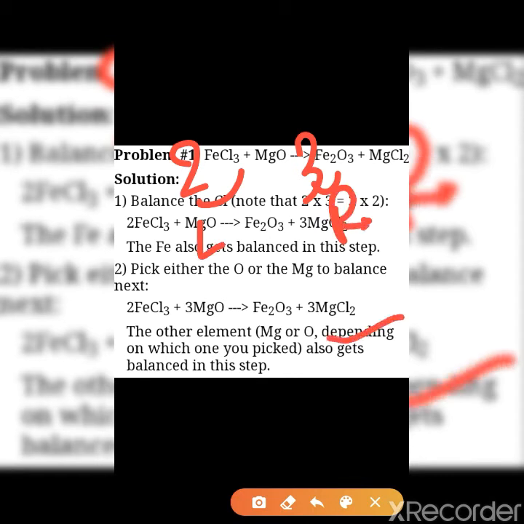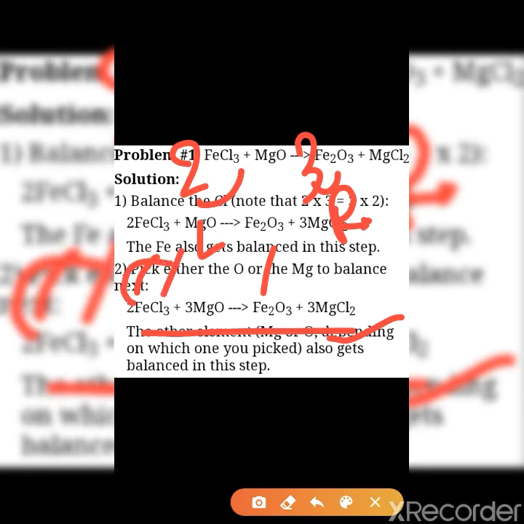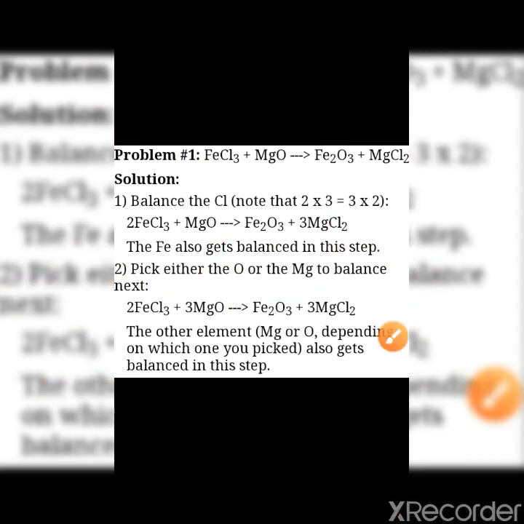In this way, now you can see 2 Fe on the left hand side, 2 Fe on the right hand side, 3 times 2 is 6 chlorine on the left hand side, 3 times 2 is 6 chlorine on the right hand side. 3 magnesium on the left hand side, 3 magnesium on the right hand side, 3 oxygen on the left hand side, and 3 oxygen on the right hand side. Now this equation is balanced.